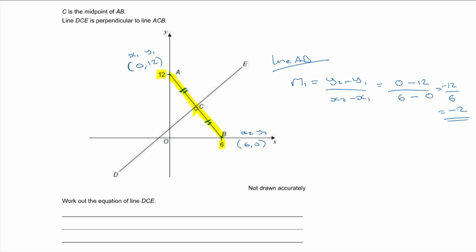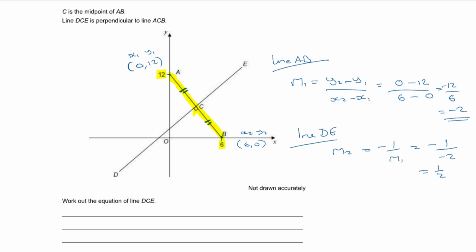So what is the gradient of my line DE then? Switching to line DE, M2 is going to be the negative reciprocal of M1, isn't it? Which is minus 1 over negative 2, which is the same thing as a half. Positive half. Okay, that looks about right, because it's a positive gradient. DE is sloping upwards. It's not sloping up super steeply, even though it's not drawn accurately. Kind of fits with my diagram, doesn't it? So M2 is equal to a half.